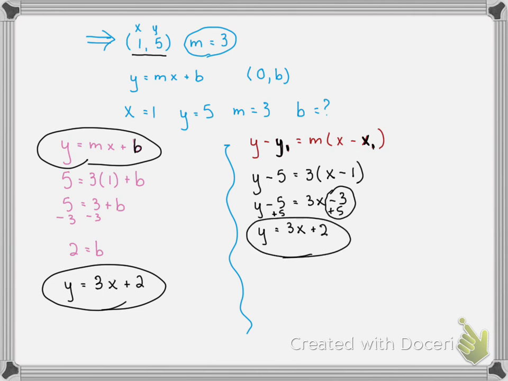So when I said that point slope form is kind of all-inclusive, we don't need to solve for a missing variable in order to fill it back in and write the equation. All we have to do is fill in our x coordinate from the point, our y coordinate from the point, the proper m value, distribute, and then solve for y.